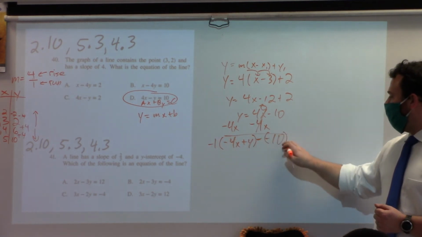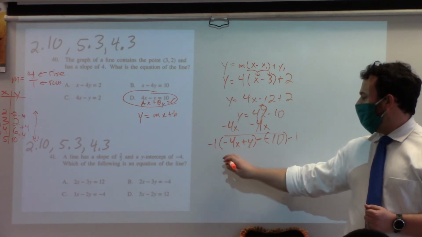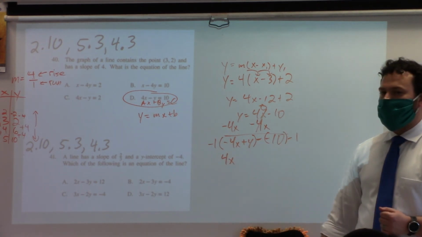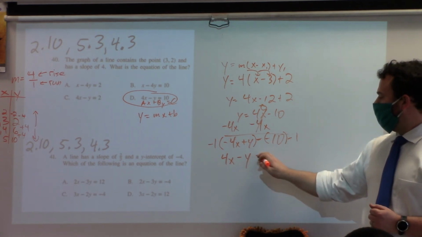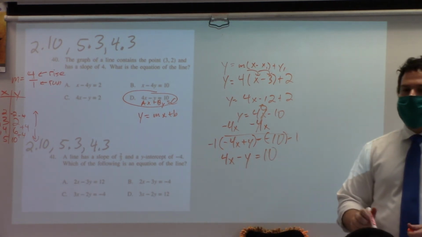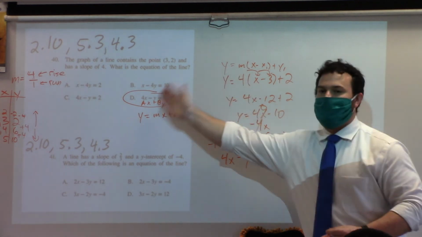So you can multiply by negative 1. Negative times negative 4 is positive 4. Negative 1 times y is negative y. Is that what we see in D? Mm-hmm. So we already had the right equation.